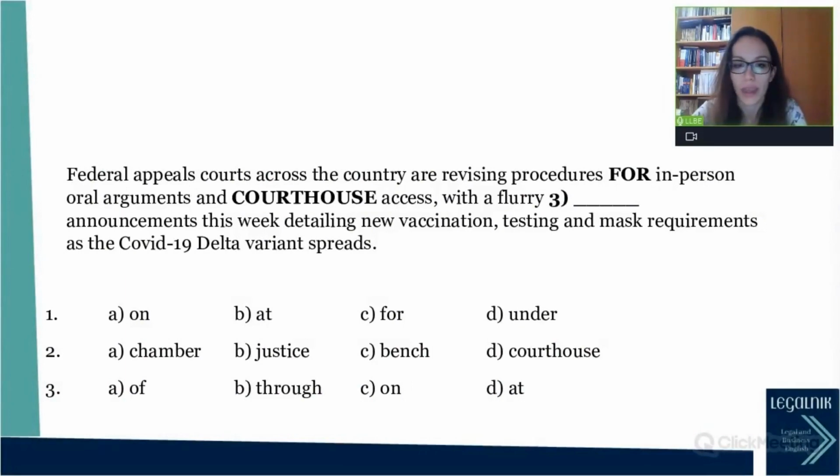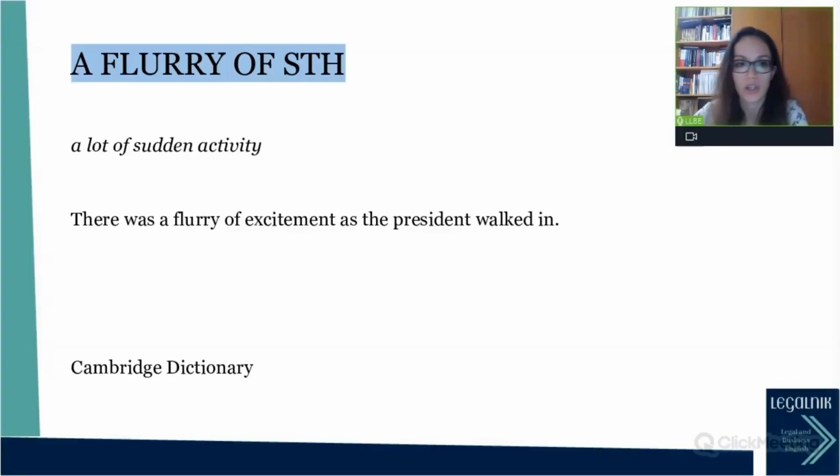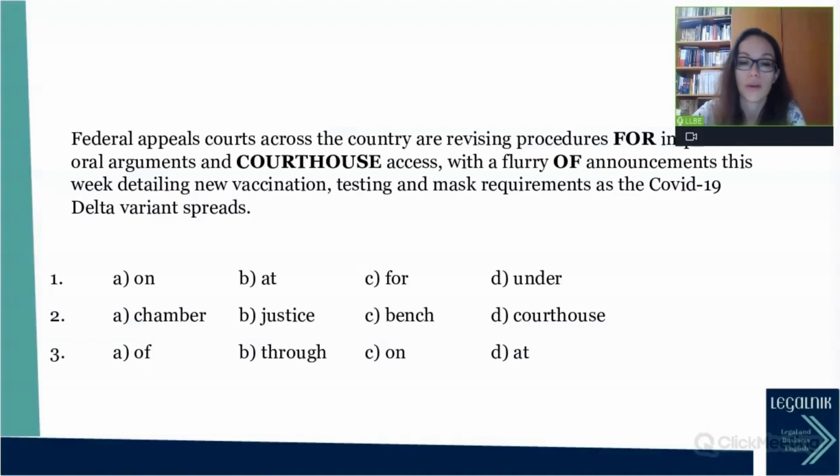Now we've got number 3, and this one is again a collocation with a flurry of, through, on, or at announcements. Here again, we just have to know the collocation, and this one is a flurry of something. We use it to stress that something is sudden and there's a lot of something. So here, there was a flurry of excitement as the president walked in. Yes, so suddenly there was a lot of excitement. In our sentence, we've got with a flurry of announcements. So suddenly we had a lot of announcements this week detailing new vaccination.